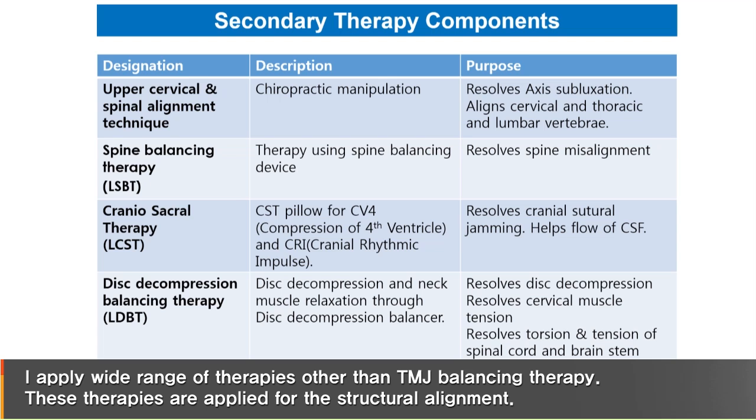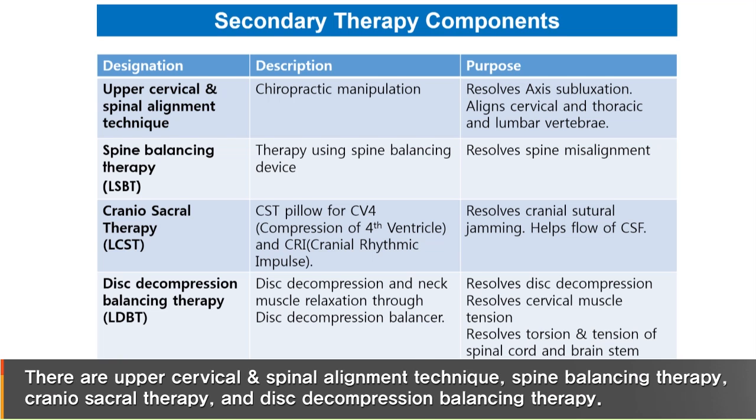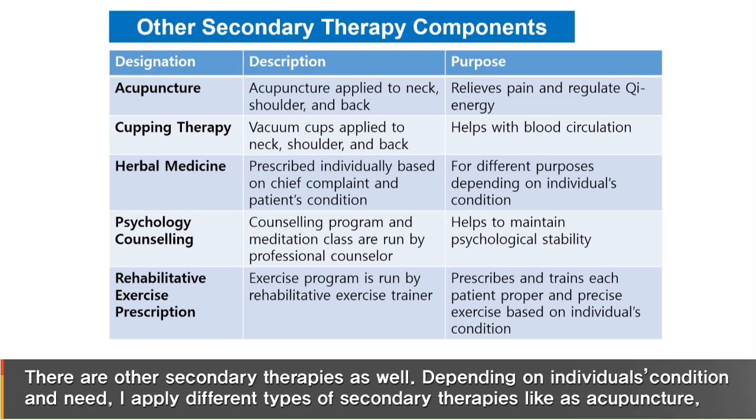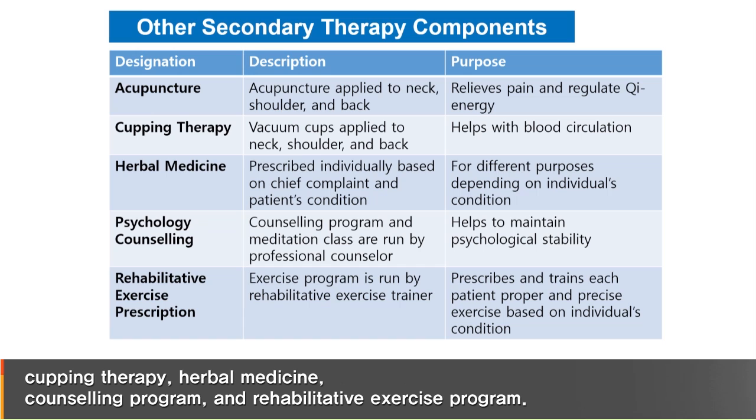I apply a wide range of therapies other than TMJ balancing therapy. These therapies are applied for structural alignment. There are upper cervical and spinal alignment techniques, spine balancing therapy, craniosacral therapy, and disc decompression balancing therapy. There are other secondary therapies as well. Depending on the individual's condition and need, I apply different types of secondary therapies such as acupuncture, cupping therapy, herbal medicine, counseling program, and rehabilitative exercise program.